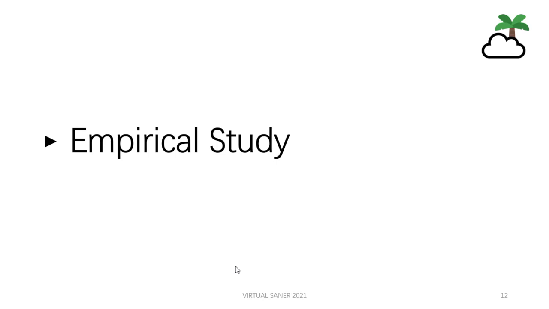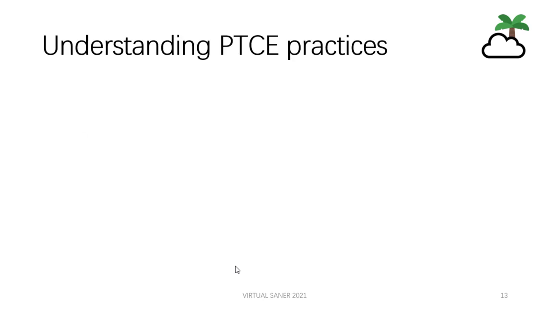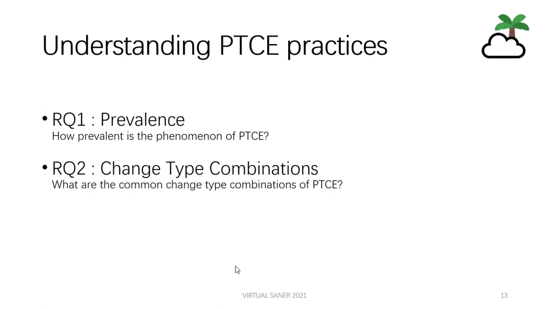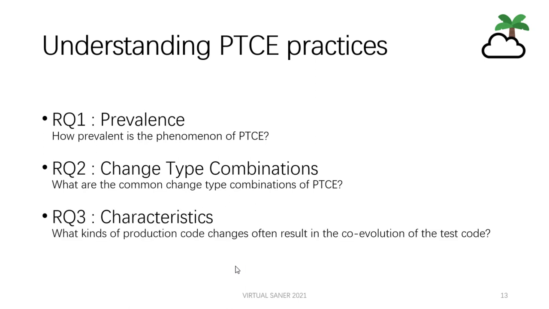Firstly, to understand the characteristics of production test coevolution, we conduct a large-scale empirical study. Our empirical study tries to answer the following research questions. First, is production test coevolution a prevalent phenomenon? Second, what types of production test coevolution frequently occur? And third, when should the test code co-evolve with the production code? In other words, we want to know the characteristics of production test coevolution, particularly about the production code patches.